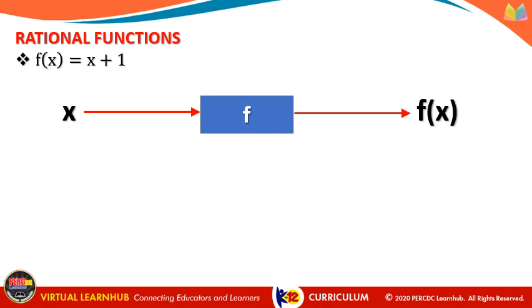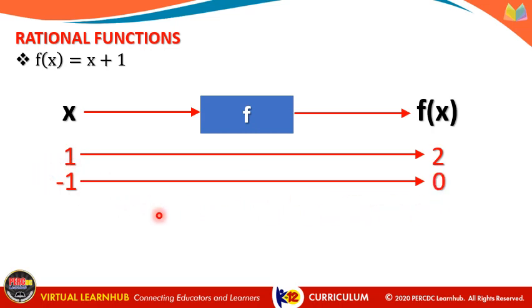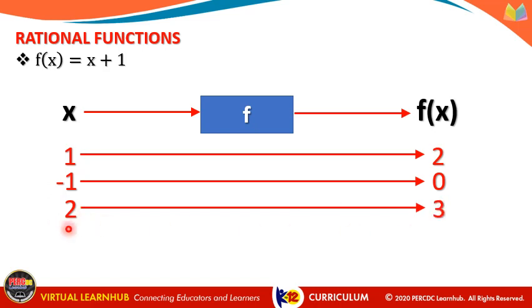Sige, let's have an example. Let's say you have f of x is equal to x plus 1. Tapos tignan lang natin, let's observe kung anong mangyayari. Let's say nagpasok ako ng x na 1. Again, ano ang ginagawa ng function na ito? Ang ginagawa ng function na ito is, ano man ang ipinasok mo, dadagdagan niya ng 1. So, kung ang ipinasok mo ay 1, edi ang lalabas ay 2. Kung nagpasok ka ng negative 1, ang lalabas ay 0. Pag ang pinasok mo ay positive 2, ang lalabas ay positive 3.